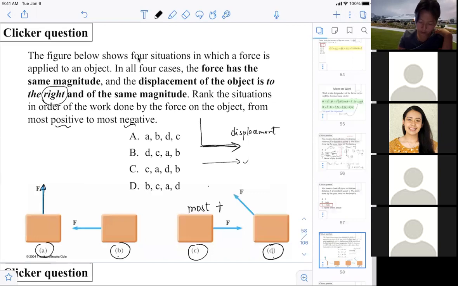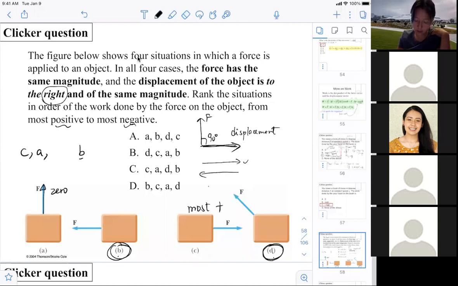Now, if the force is perpendicular with a 90-degree angle, cosine of 90 is 0. This force does not do work. Okay, this is 0. So C, A. Between B and D, which one is most negative? B, excellent. The one that is 100% in the opposite direction of your displacement will be most negative.